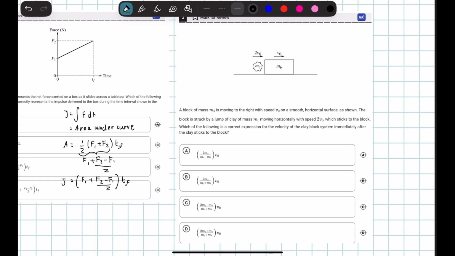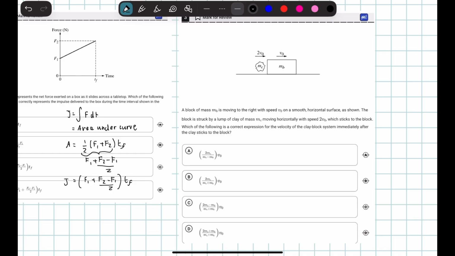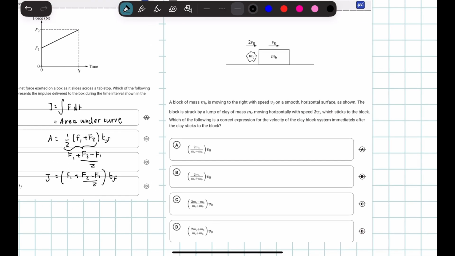A block of mass MB is moving right with speed v initial on a smooth horizontal surface as shown. The block is struck by a lump of clay of mass MC, moving horizontally with speed 2v initial, which sticks to the block. Which of the following is the correct expression for the velocity of the clay-block system immediately after the clay sticks to the block?